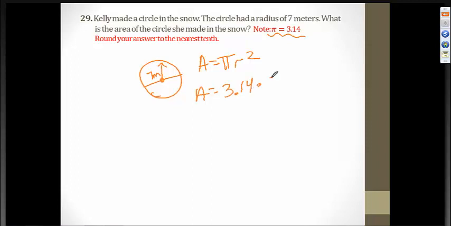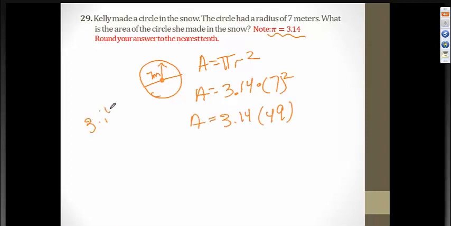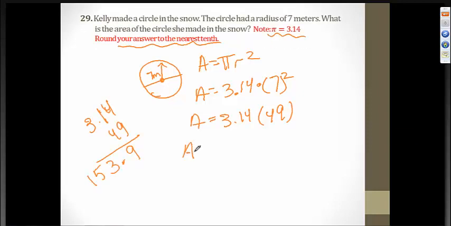So we have A equals, let's do the exponent first. A equals 3.14 times 49, and then we're just going to multiply that. It says round your answer to the nearest tenth, so your answer should be 153.9 meters squared. Again, it's always squared when you have area.